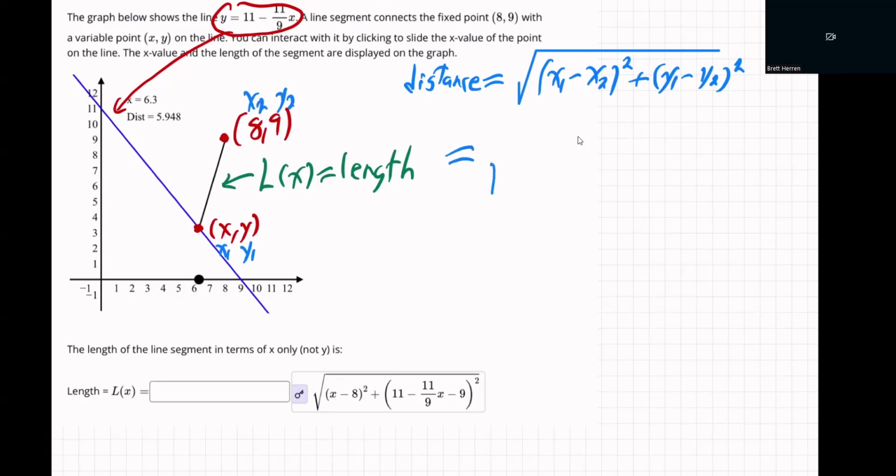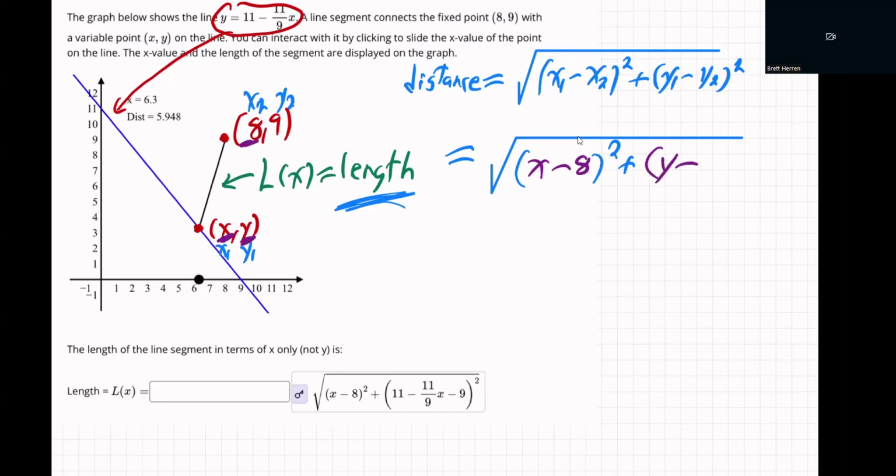Okay, and so we get the square root of, so this is the distance. The distance between those points, the distance of that line segment. In fact, we should just call it L of x. L of x equals that distance. So what is it? x1 is x right here, minus 8 squared plus y1 is y minus 9 squared, like that.